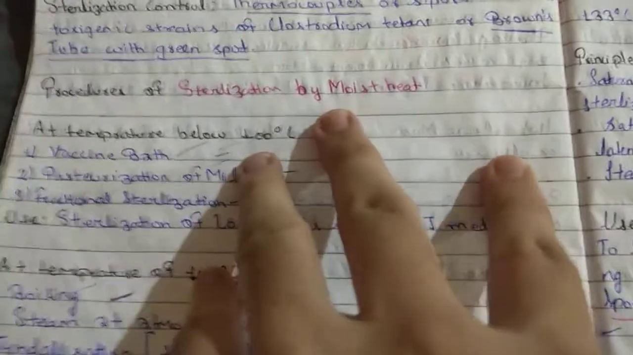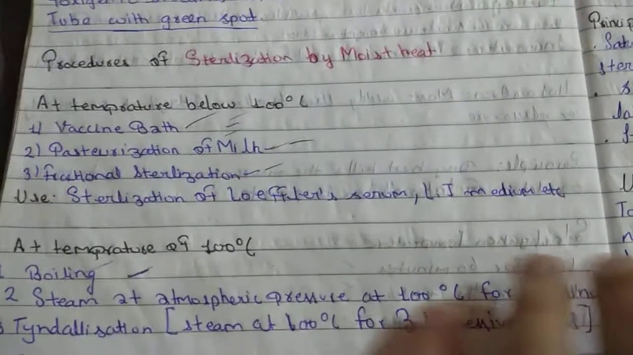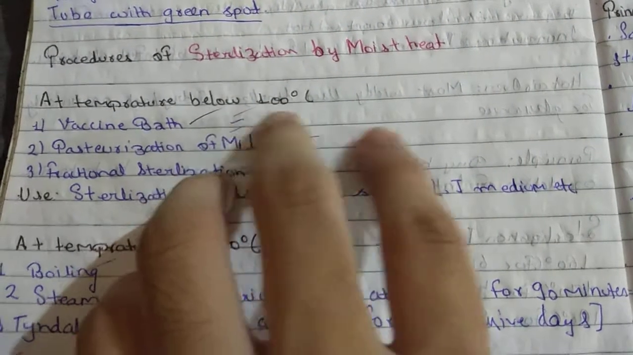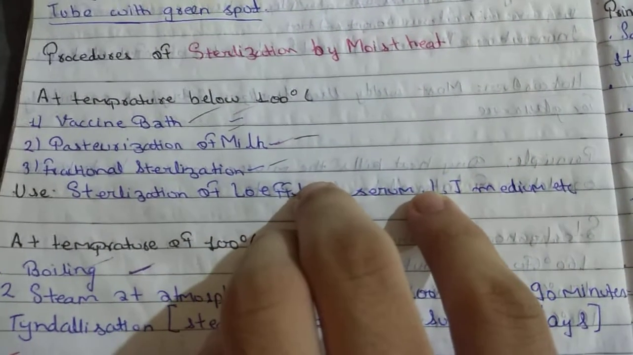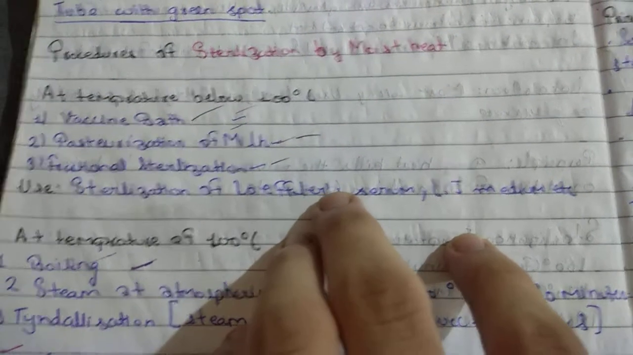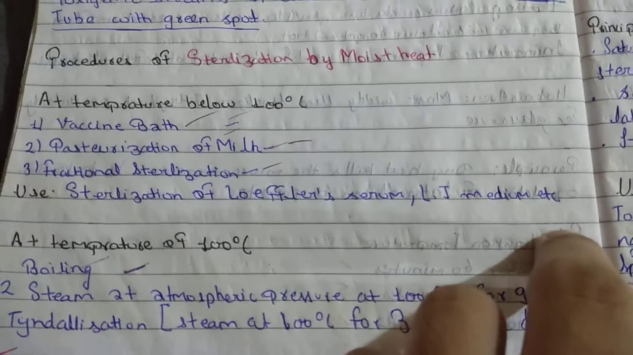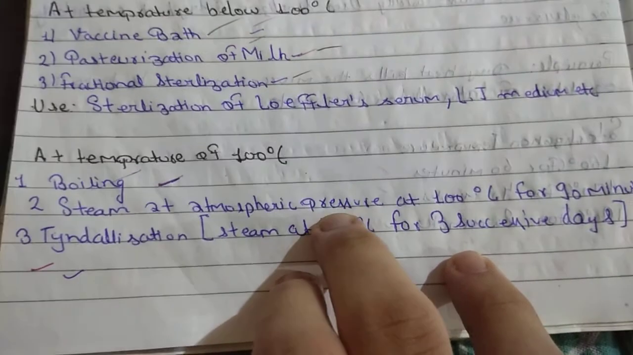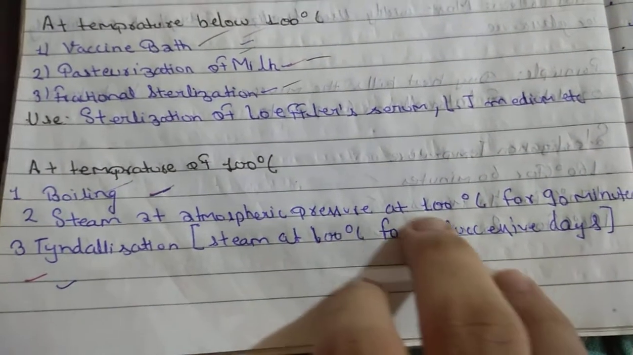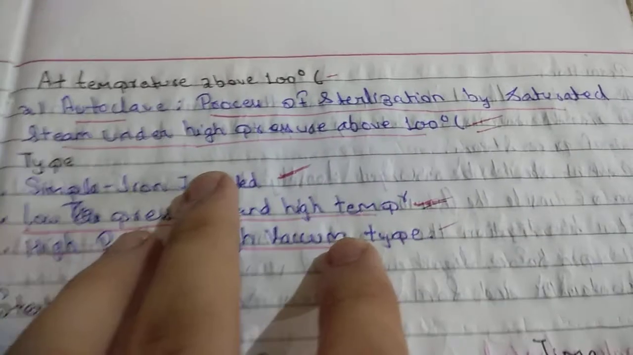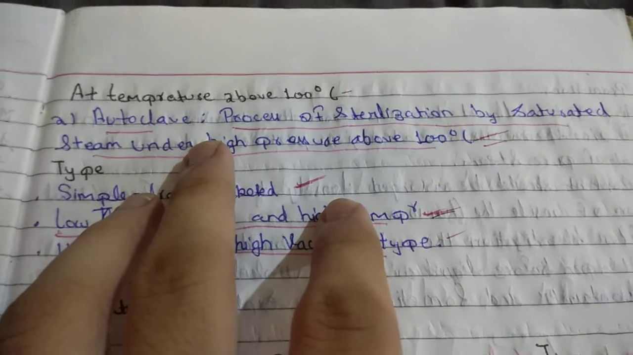Procedure of sterilization by moist heat. It occurs at a temperature below 100 degrees Celsius, at a temperature of 100 degrees Celsius, and at a temperature above 100 degrees Celsius. At a temperature below 100 degrees Celsius, we use the vaccine bath, pasteurization of milk, fractional sterilization, and sterilization of Loeffler serum, etc. At a temperature of 100 degrees Celsius, we use the boiling method, and steam at atmospheric pressure at 100 degrees Celsius for 90 minutes. Third is the tyndallization method. At a temperature above 100 degrees Celsius, we use the autoclave.